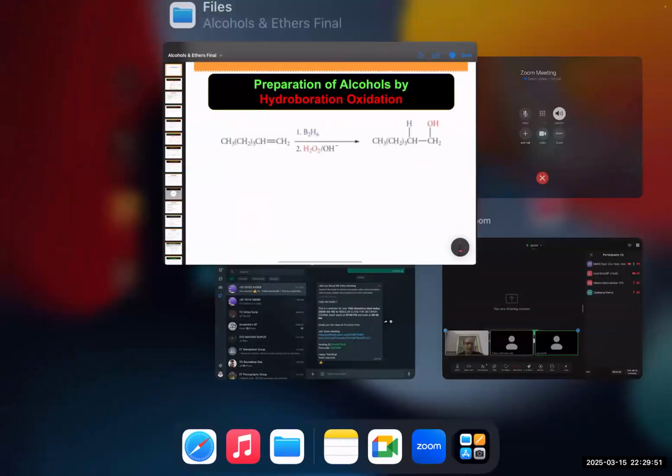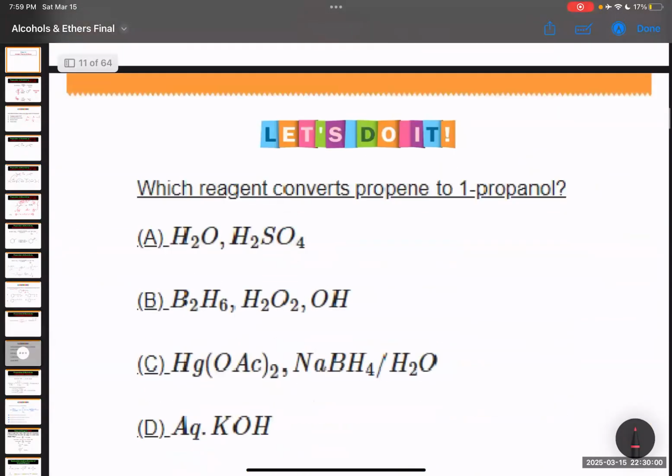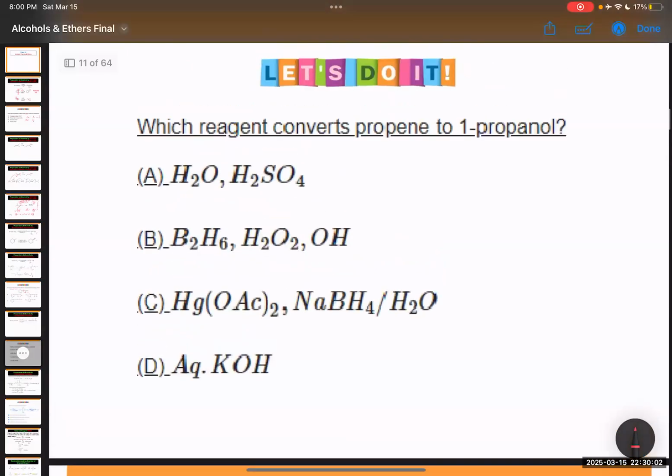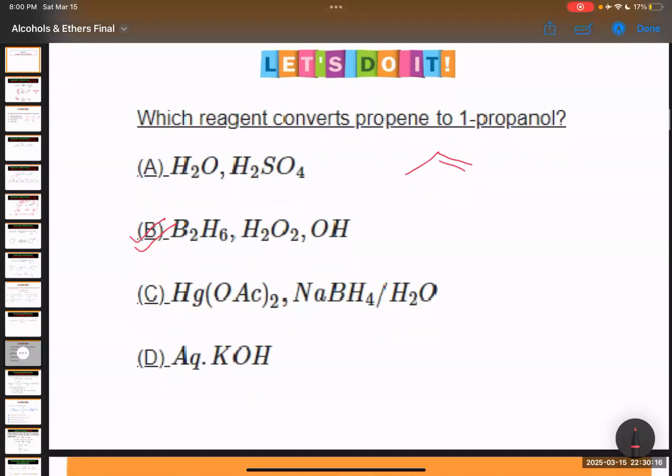So this is anti-Markovnikov addition of water, for which you have used B2H6 or BH3 in THF, and NaOH and H2O2. Propene to 1-propanol. 1-propanol means you want to put the OH on the outer carbon. If you want to put the OH on the outer carbon, go by hydroboration and oxidation. This is the way.